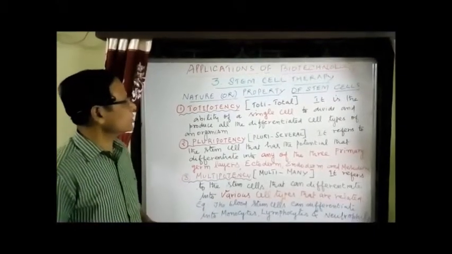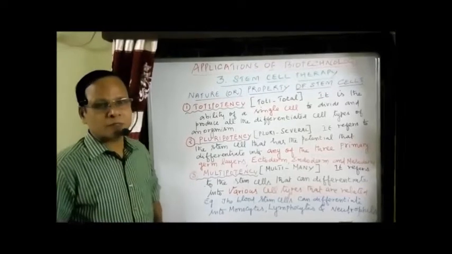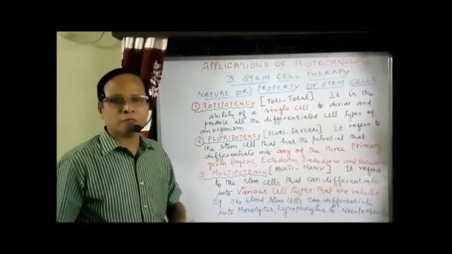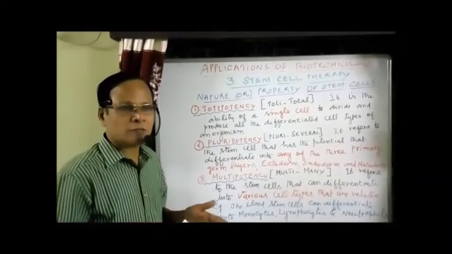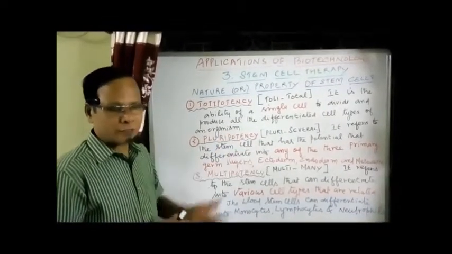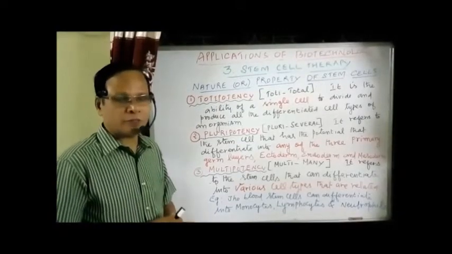What is the nature of stem cells, or what are the properties of stem cells? The stem cells may be totipotent, or pluripotent, or multipotent, or oligopotent, or unipotent. So they exhibit their property in these ways. What is totipotency? The phenomenon.